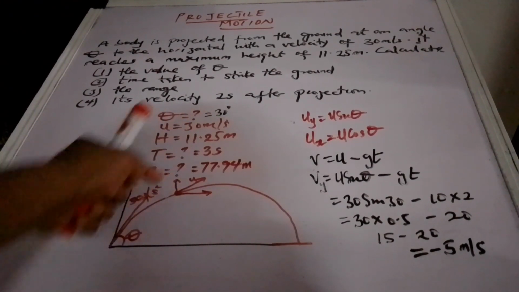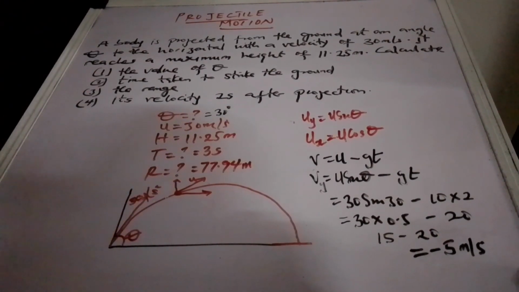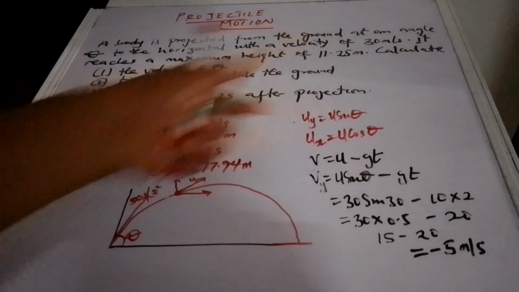You see that it's reducing already. So the velocity is 5 meter per second. So the velocity of the object 2 seconds after projection is 5 meter per second. So that is our velocity. Now let's look at the velocity for the horizontal component.